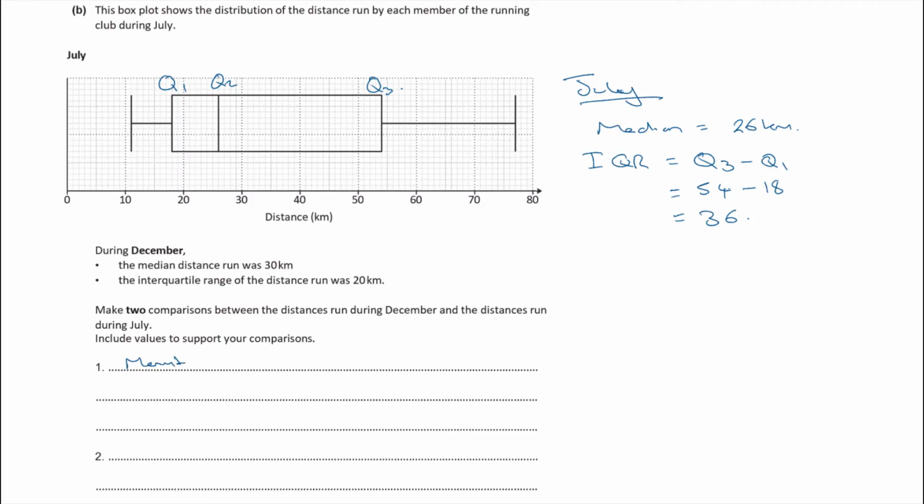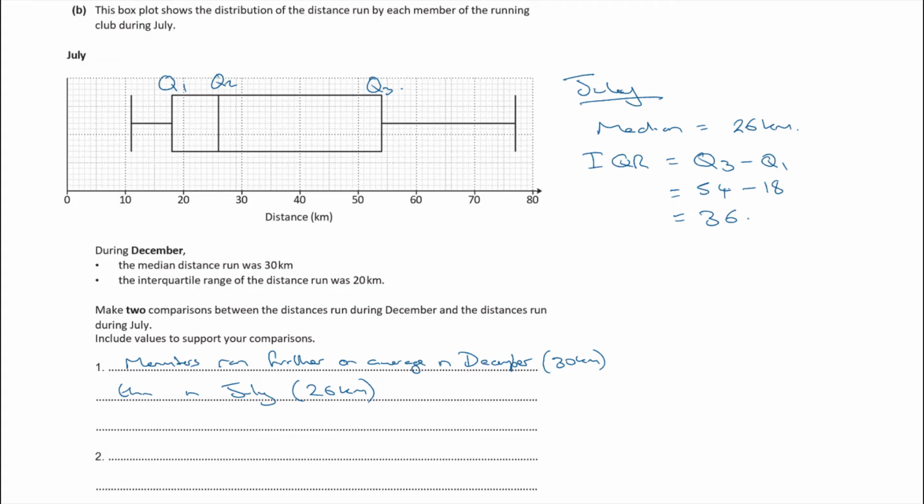So members ran further on average in December. Just going to put in brackets what it was. So it was 30 kilometers, than in July, which was 26 kilometers. Okay, so members ran further on average in December, so that's one thing we can say.